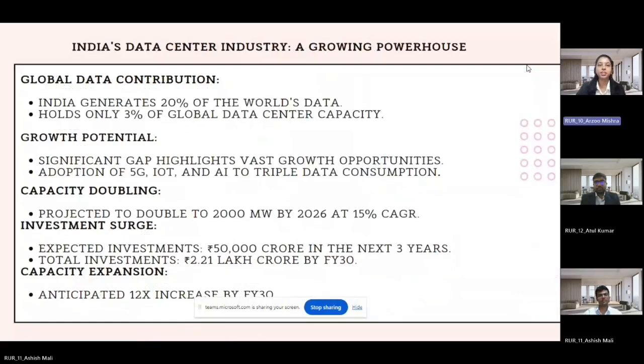Now, the global data contribution. India is generating 20% of the world's data, while it only holds 3% of the global data center capacity. So there is a huge gap, and a lot of opportunities can come through this. And the capacity is doubling to 2000 megawatt by 2026 at a 15% compounded annual growth rate. The anticipated capacity expansion is a 12 times increase by financial year 2030.